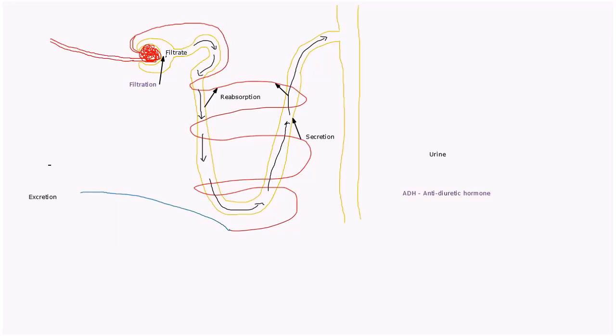Okay, so by the time it reaches the end of the nephron, here it's actually now urine. And it's going to continue to flow into the main part of the kidney, through the ureters, into the bladder, and then out of the bladder it will be excreted.